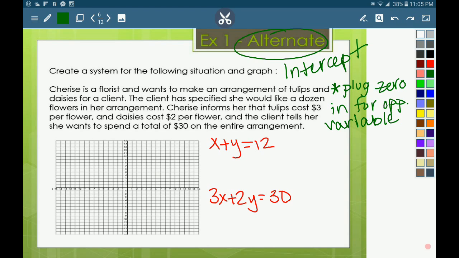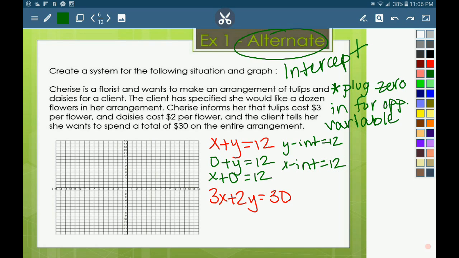So if I were to take the first equation and plug 0 in for x, 0 plus y equals 12. Well, that means that y must equal 12 because 0 plus 12 equals 12. So the y-intercept is equal to 12 in the first equation. If I were to plug 0 in for y, I get the same result. X plus 0 equals 12. So 12 plus 0 equals 12. That means the x-intercept must also equal 12.